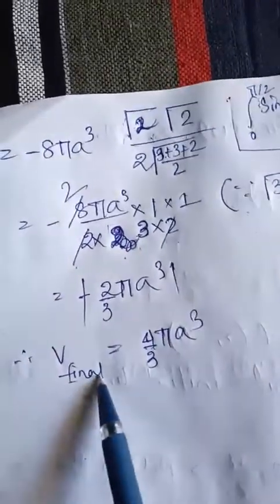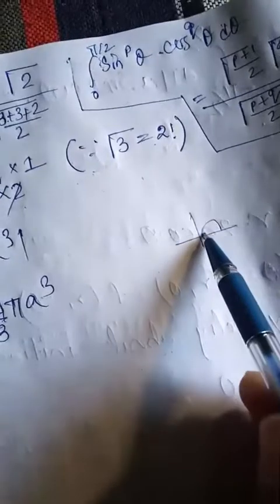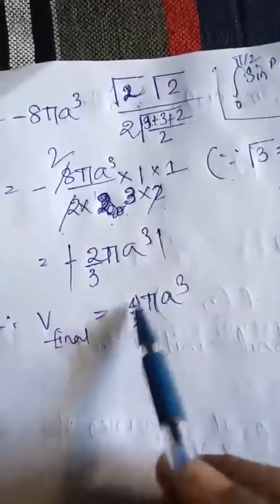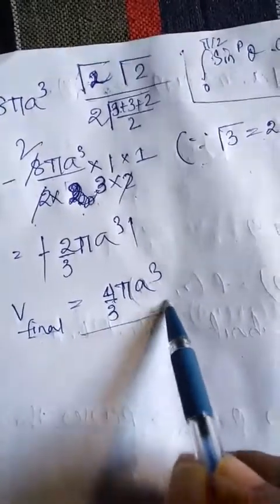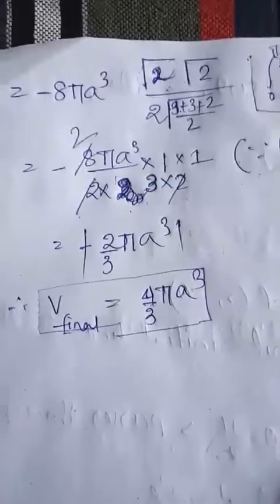And what is the final V? We multiply with 2, because we have two similar curves like this. For this one and for this one we need to multiply by 2, so we get the answer at last. I hope you guys understand it. Thank you for watching.